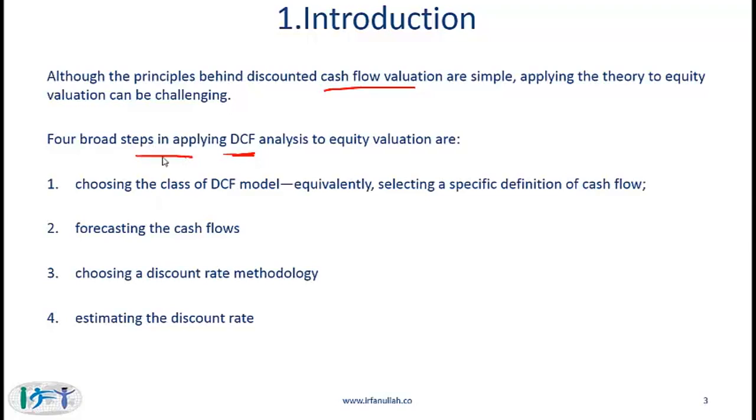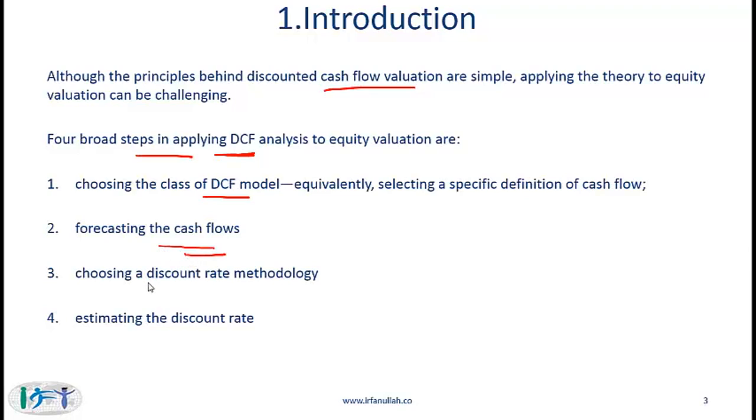There are 4 broad steps when we apply discounted cash flow valuation. The first is to choose the class of the DCF model, and effectively this means selecting the definition of cash flow. You are taking, let's say, a perspective of an equity investor, then what cash flow do you use? Either you can think of yourself as somebody who owns shares and your cash flow is the dividend, or you might define the cash flow as free cash flow to equity, and so on. So step 1 is defining the cash flow. Then you need to forecast the cash flows.